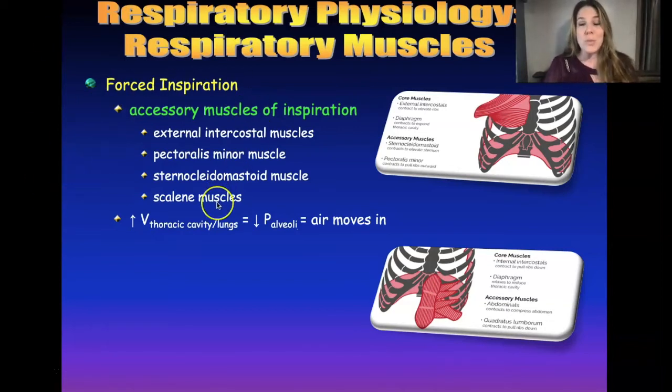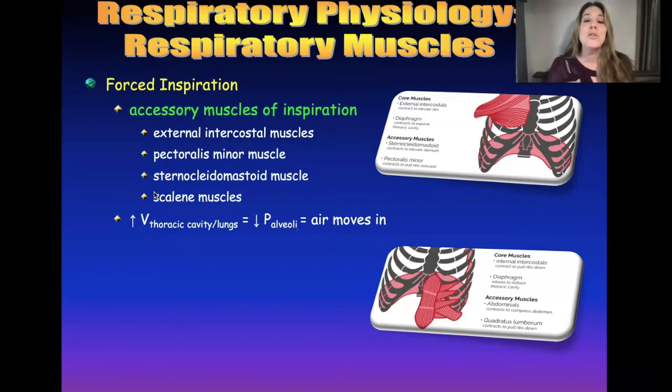So for forced inspiration, this means we take a big breath, right? That's forced inspiration. We're going to need the help of the external intercostal muscles again, plus your pectoralis minor muscle, which you remember is in the chest, the sternocleidomastoid muscle, which helps us to turn our head, and the scalene muscles. So if you recall your muscle anatomy, you'll remember these muscles.